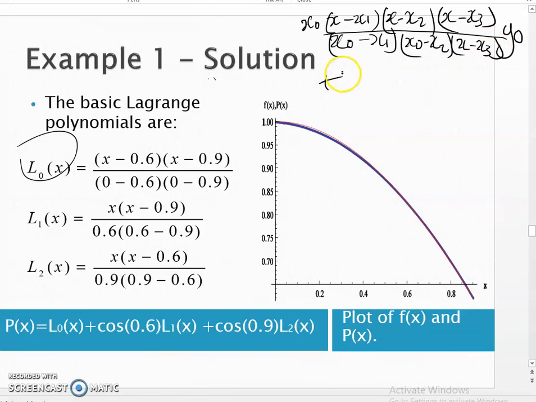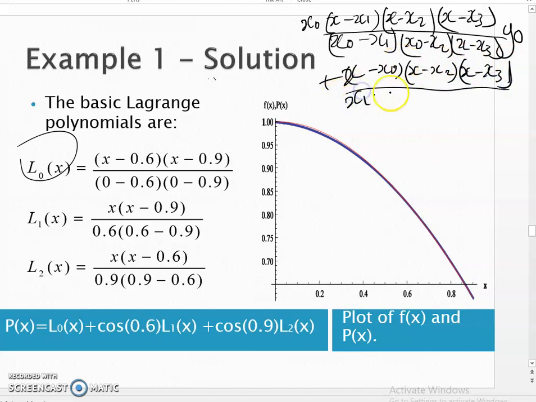Plus we have now (x minus x0)(x minus x2), because now we are operating on 1, so it will not include x minus x3. We skip x1, so the denominator is (x1 minus x0)(x1 minus x2). So this is what we have.